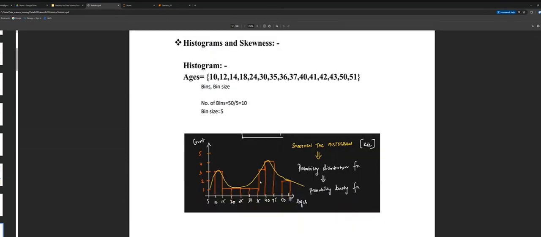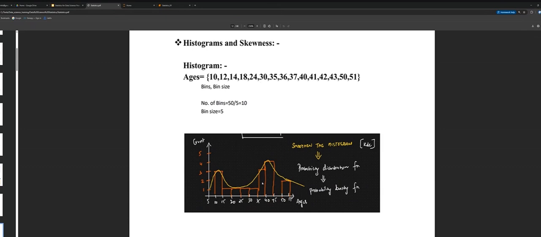Okay, so histograms, skewness. I've already given you histograms, right? If your histogram is something like a bell curve, then we can say your data is distributed normally. So I have an age here, some random ages, and I have a bin size of 5. So here 5, 10, 15, these are all bins.